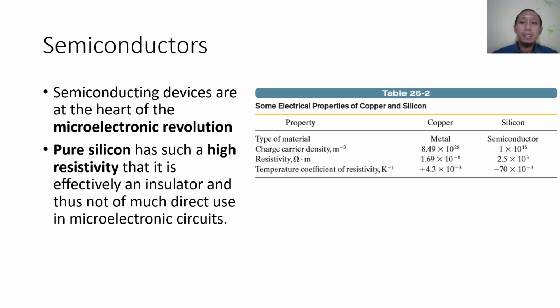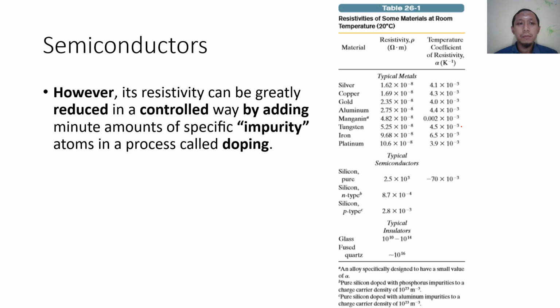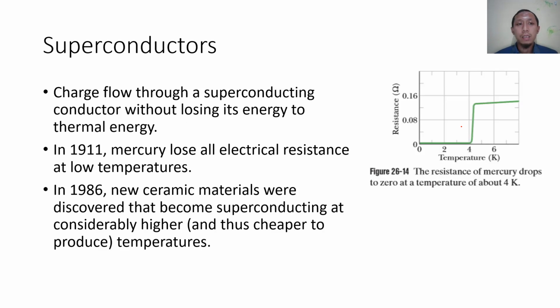It's like this: this is pure silicon. This is the resistivity of the silicon, and then this is the metal. The resistivity can be greatly reduced in a controlled way by adding a minute amount of specific impurities, like doping. So it's like this one. So we can modify the resistivity of a semiconductor.